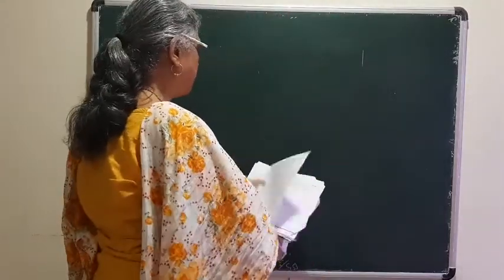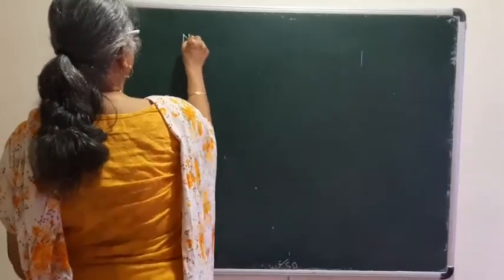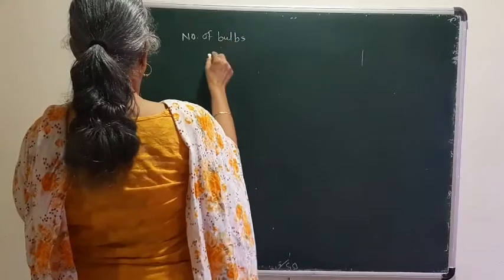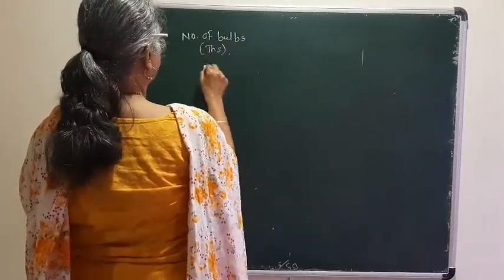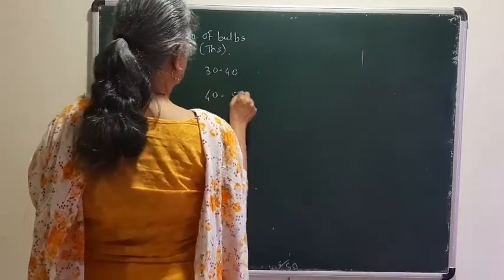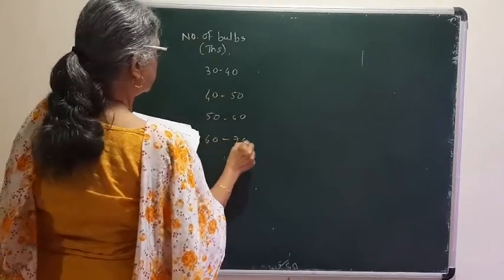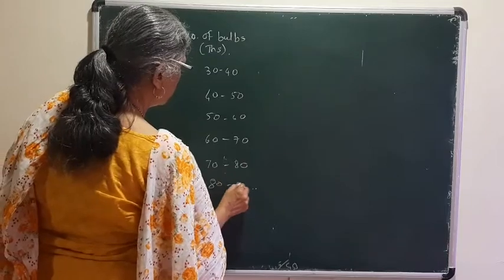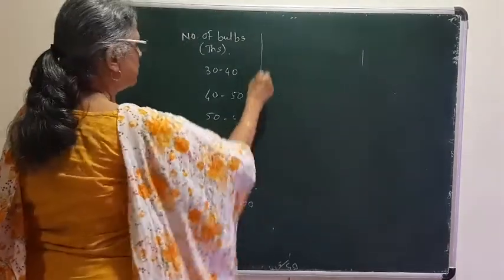So I will solve the fourth sum. The production of electric bulbs. The number of bulbs they have given is in thousands. So 30 to 40, 40 to 50, 50 to 60, 60 to 70, 70 to 80, 80 to 90, and 90 to 100. Followed? Now here the classes are given continuous.